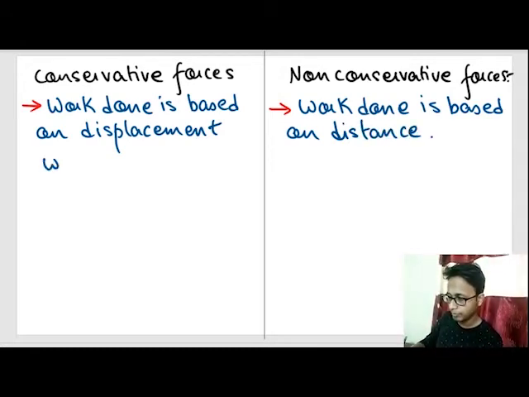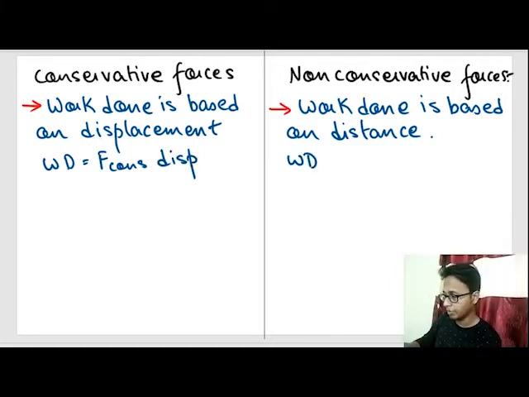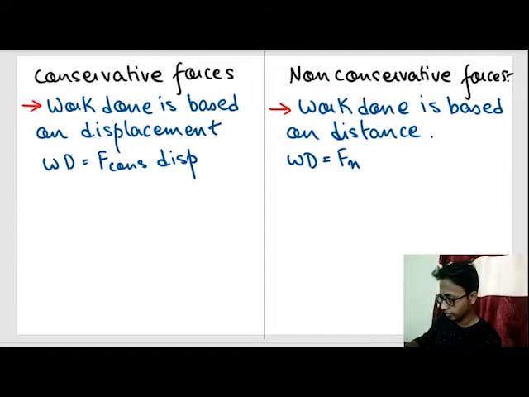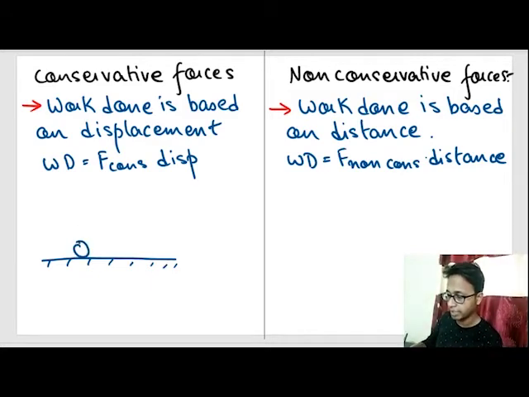Okay, work done is equals to force into displacement, or conservative force into displacement. Work done by non-conservative force is equals to non-conservative force into distance, okay, into distance. So in previous problem we did work done by gravity force in a projectile. The projectile was going up and it came down. Maximum height of the projectile was h.